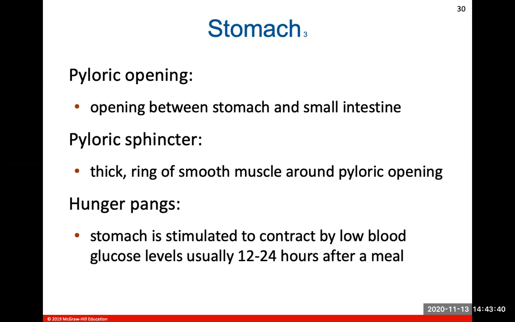The pyloric opening is the opening between your stomach and your small intestine. And the pyloric sphincter is a ring of smooth muscle around the pyloric opening that will open and close to allow food to pass from your stomach into the duodenum, the first part of the small intestine. Hunger pains, we're all familiar with those, I'm sure. This is when your stomach is stimulated to contract by low blood glucose levels, and it usually occurs about 12 to 24 hours after a meal.